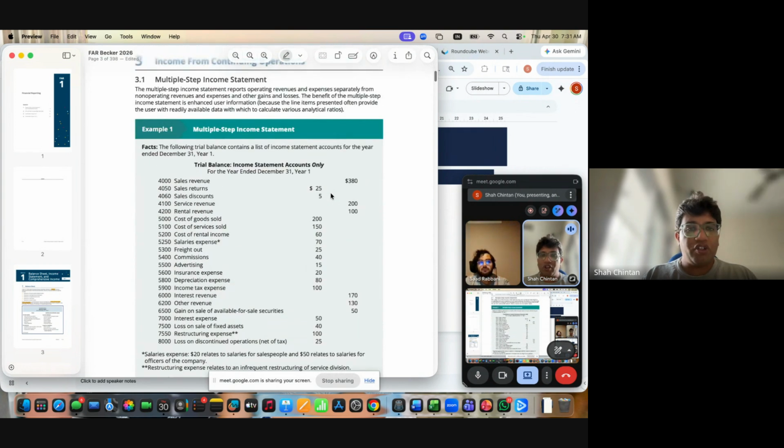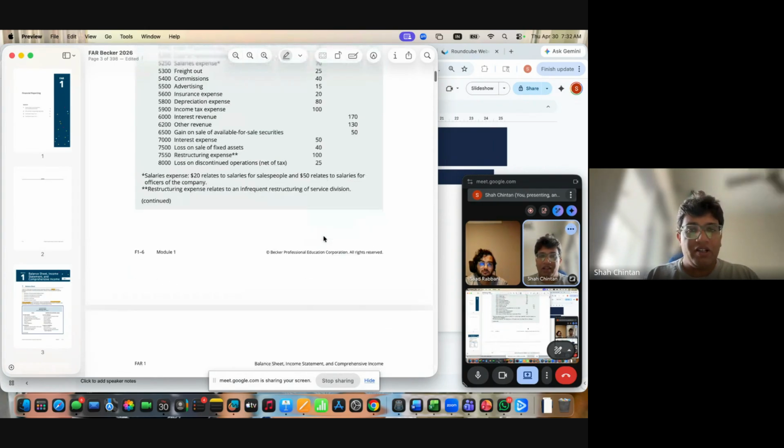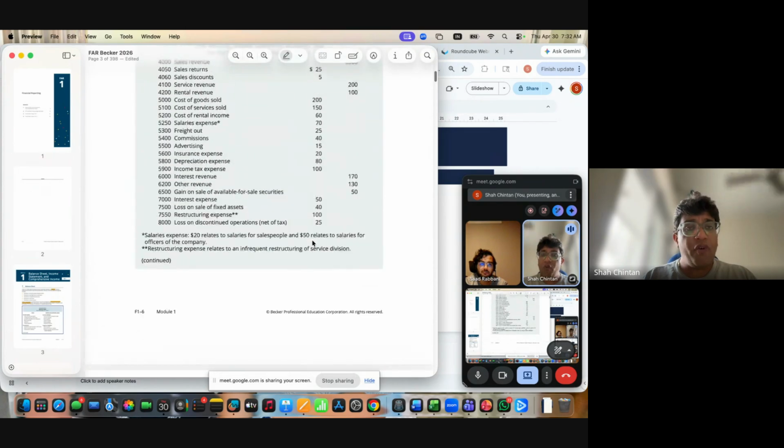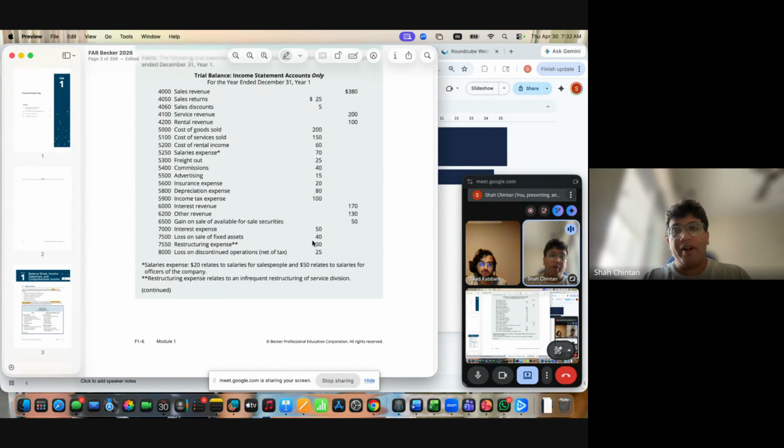Let's see what cost of sales they have given. Cost of goods sold 200, cost of services 150, and cost of rental. Because we have assumed rental income is the main business, we are taking the cost as well. So 200 plus 150 gives you 350, plus 60 gives you 410. So 410 will be reduced as cost of sales. Sales minus cost of sales gives you a gross profit of $240. Now we need to reduce all the operating expenses.